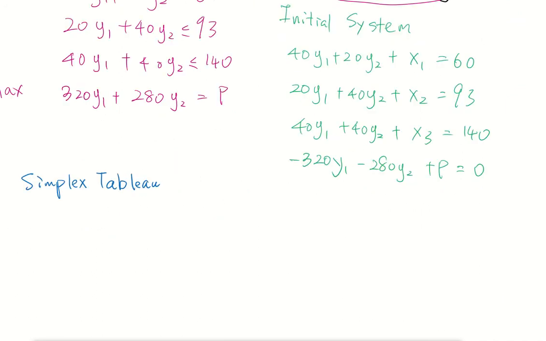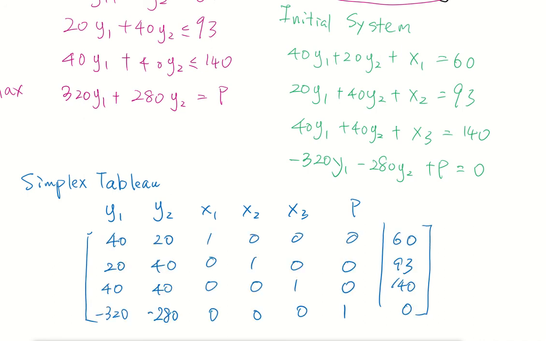Now let's transform the initial system into a simplex tableau. So here we have the variables of y1, y2, x1, x2, x3, then we have p here. And this will be an augmented matrix. Completing the tableau, we have this matrix. From those ones, we can tell we have 4 basic variables. They are x1, x2, x3, and p.